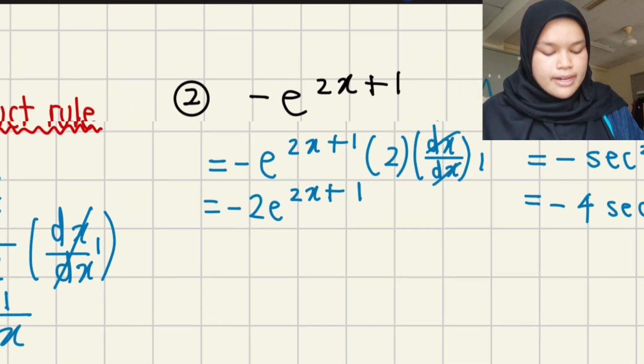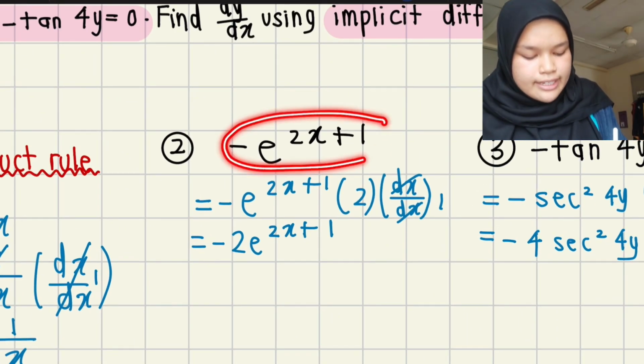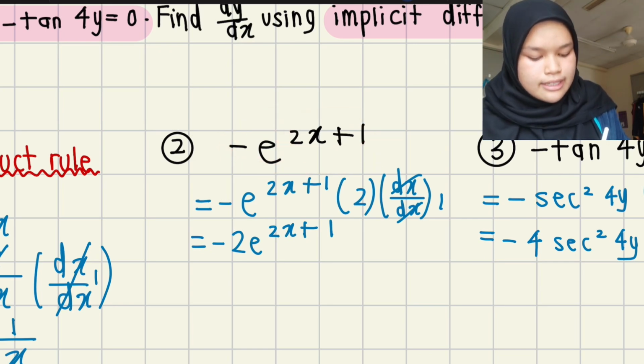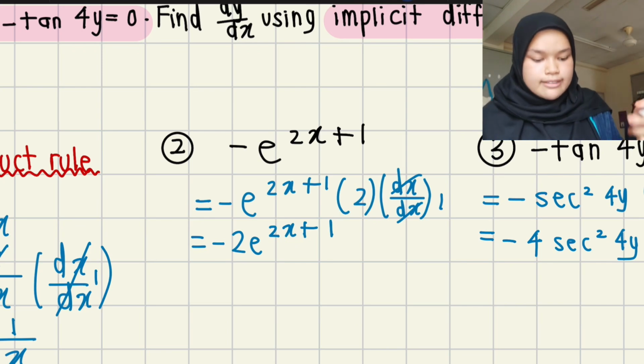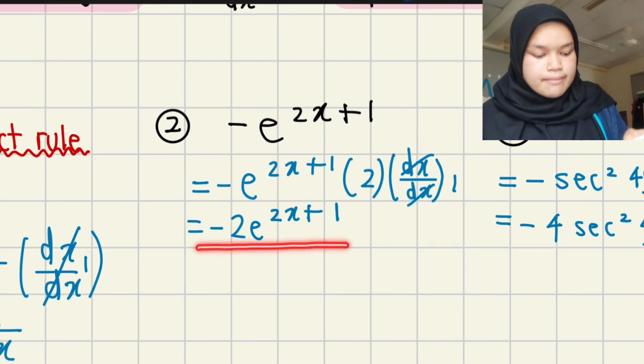Alright, so for the second part, to differentiate the exponential, first of all you just rewrite everything and then you differentiate the power. So we get negative e to the x plus 1, and then the power we differentiate, we get 2 dx over dx as usual 1. So we get negative 2e to the x plus 1.